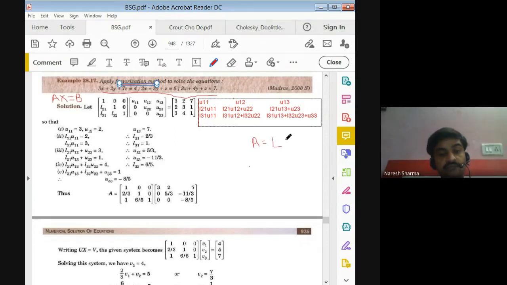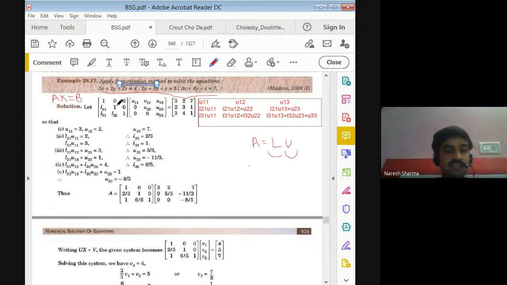U, where L is your lower triangular matrix and U is your upper triangular matrix. But make sure that in the factorization method, or Doolittle method, the diagonal elements of the lower triangular matrix should all be equal to 1. So it is 1 0 0, L21 1 0, L31 L32 1. Similarly, this is your upper triangular matrix, which is U. So first we try to find the values of the complete L and U.